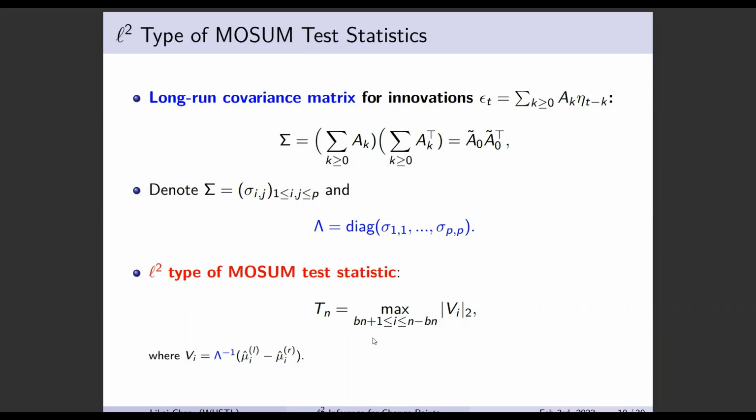So although the statistic looks quite straightforward, it's just an L2 based MOSUM statistic, previously there were no results about the asymptotic distribution for Tn for high dimensional time series. When it's low dimension, the multivariate time series, then we can use an invariance principle to find the asymptotic distribution for Vi. But when it's high dimension, the problem becomes more challenging. However, we figured out that finding the asymptotic distribution of Tn is not that difficult.